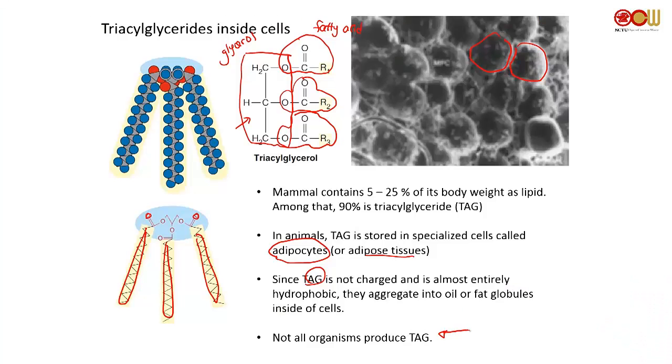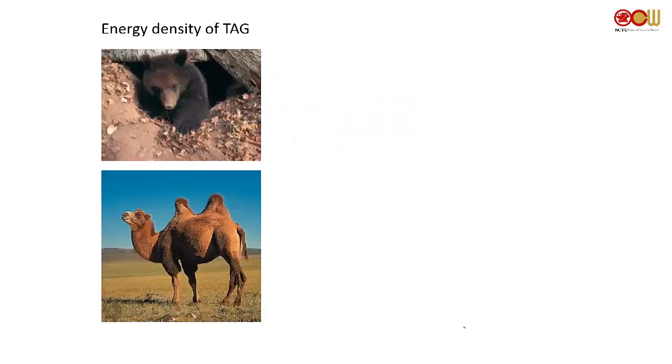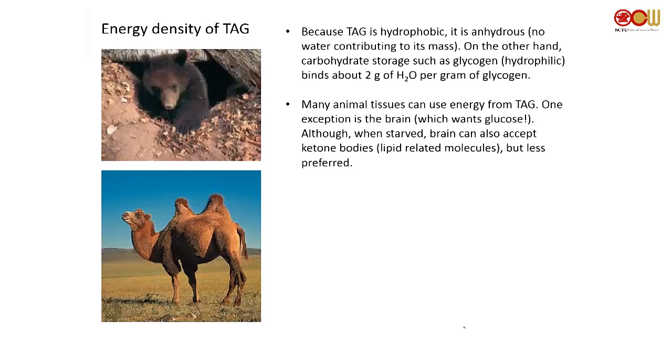Make sure you understand, make a note, not all organism produces triacylglycerides. For example, E. coli doesn't do that, okay? E. coli does not produce triacylglycerides, right? So energy density of triacylglyceride is obviously very high, okay? Why? Because triacylglyceride is hydrophobic, so therefore it does not contain water in its mass, okay?